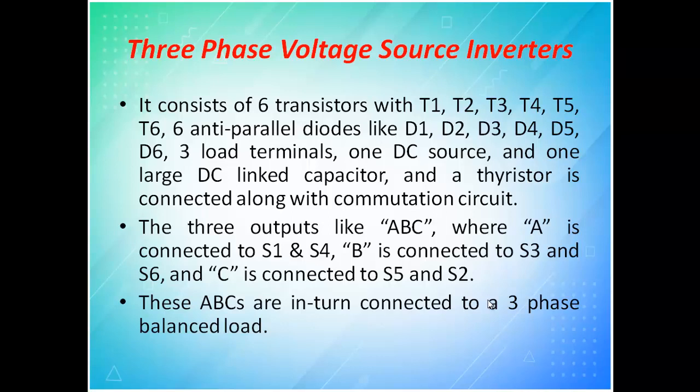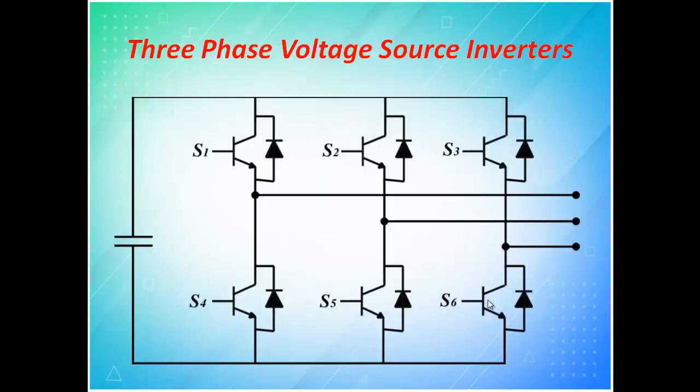Thyristor is connected along with the commutation circuit. The 3-phase output A, B, C, where A is connected across the switches S1 and S4, B is connected across S3 and S6, and C is connected across S5 and S2. The A, B, C are in turn connected to a 3-phase balanced load. So you can see the diagram here. S1, S2, S3, S4, S5, S6.